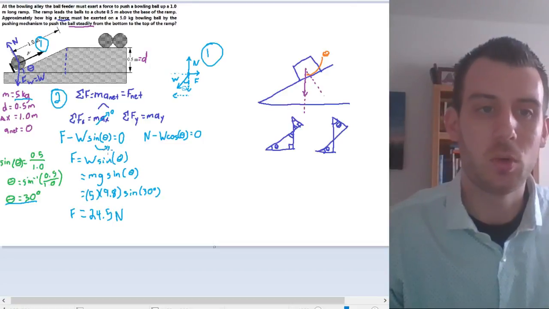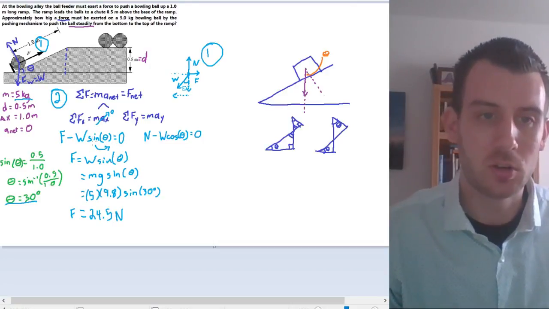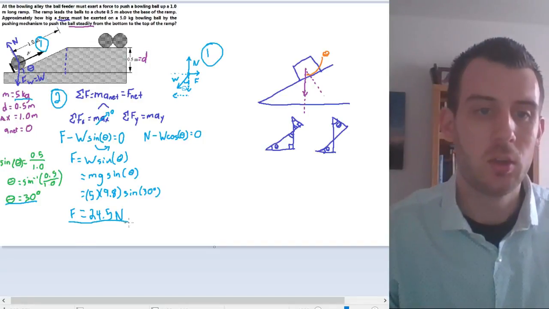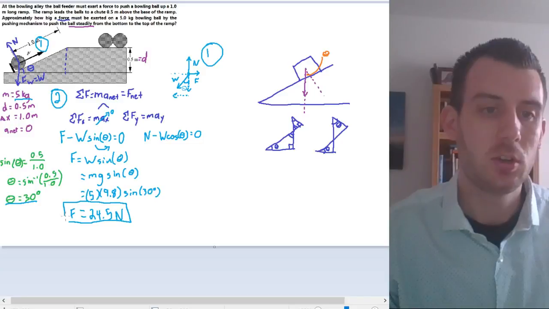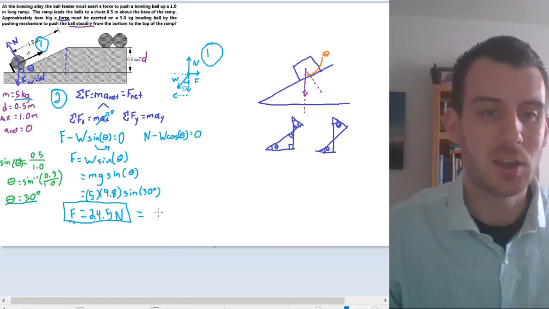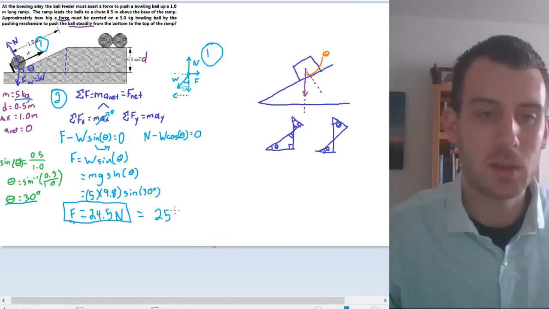Let's figure out what all the components are that go into our equation, our W, our theta, and then we solved straight down just using the math. So this is the final answer we're going to give to our teacher. Maybe on a test, since it says approximately, the answer of 25 newtons would be a fair response too, because it's approximately 25 newtons.